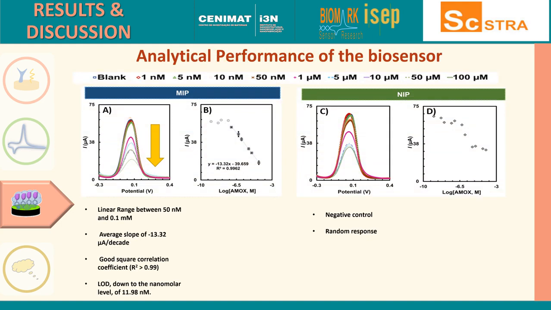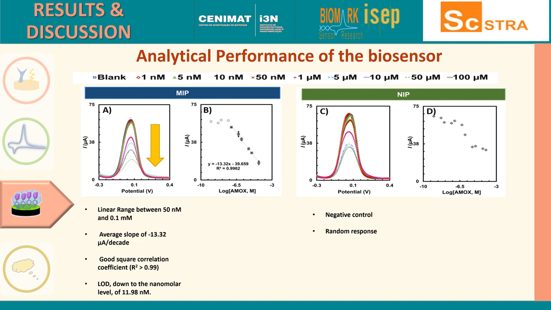Also, we tested the analytical performance of the sensor using amoxicillin as a proof of concept. First, when we increased the concentration of the molecule, in this case amoxicillin, the current decreased, and it's possible to see a linear range between 50 nanomolar and 0.9 millimolar, with a good correlation coefficient and a good limit of detection down to the nanomolar level, 11.98 nanomolar.